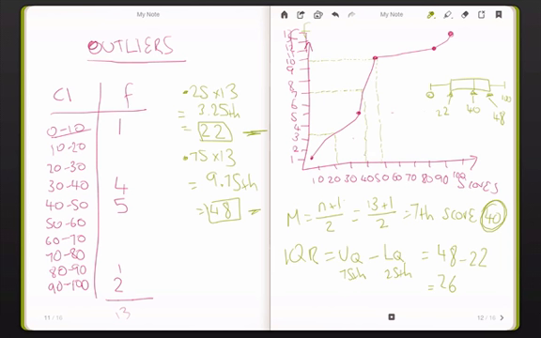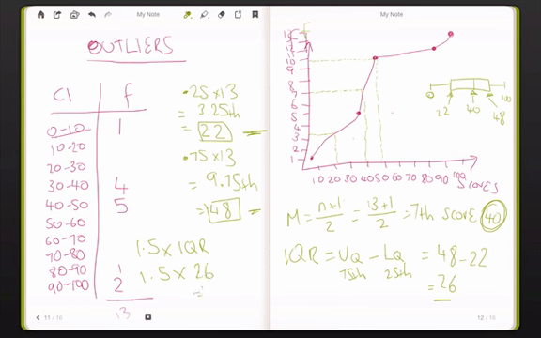So what you do to find out whether there's an outlier, remember you do 1.5 times whatever the interquartile range is. So in this case, it's 1.5 times, what did we say the interquartile range is? 26. So we're going to do 26.